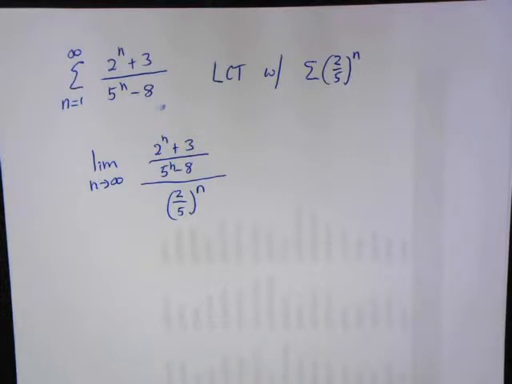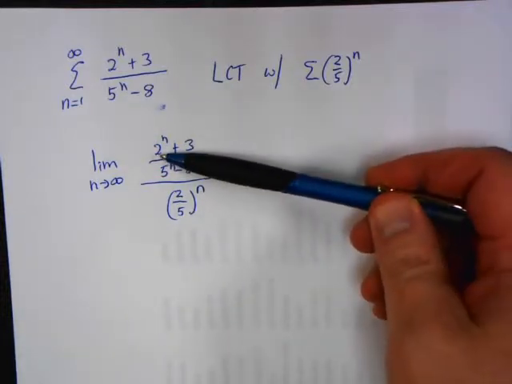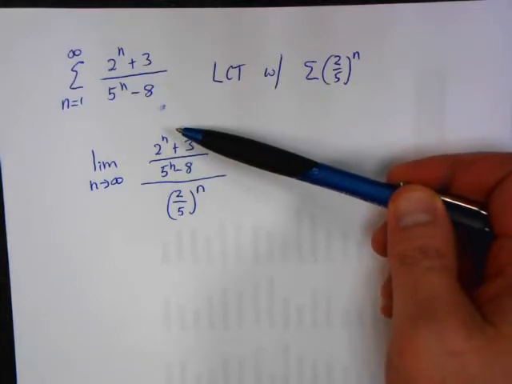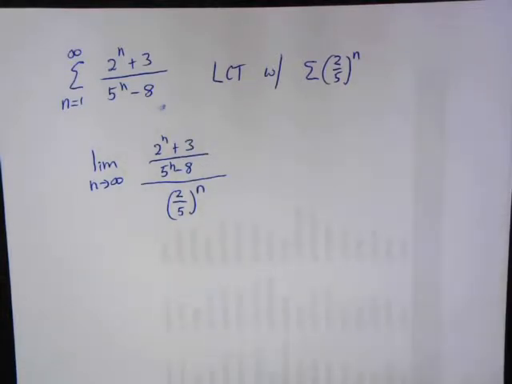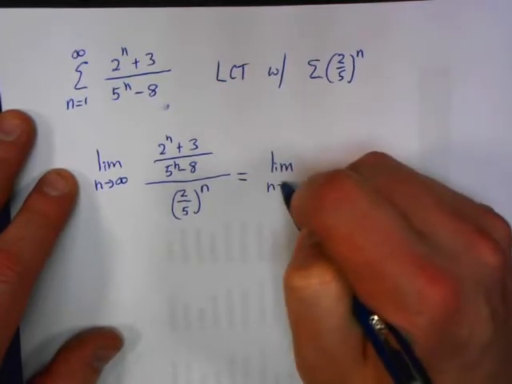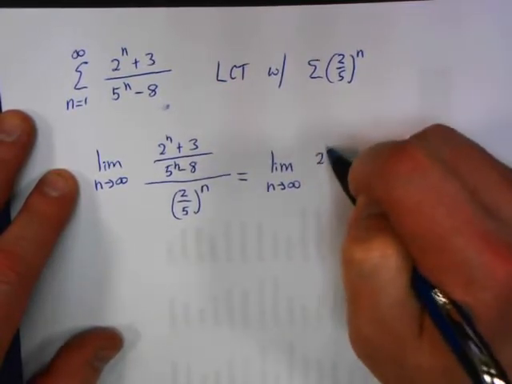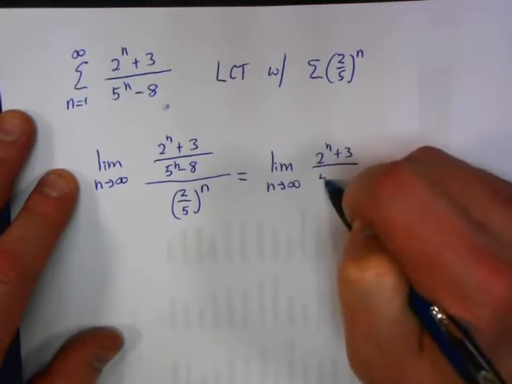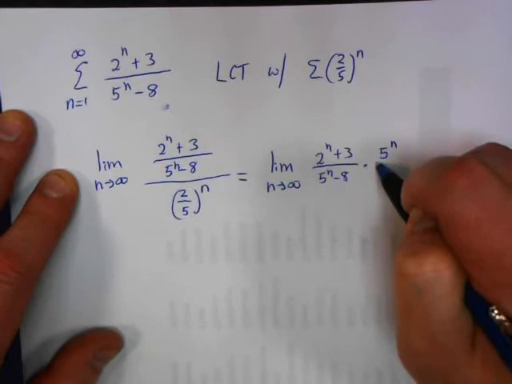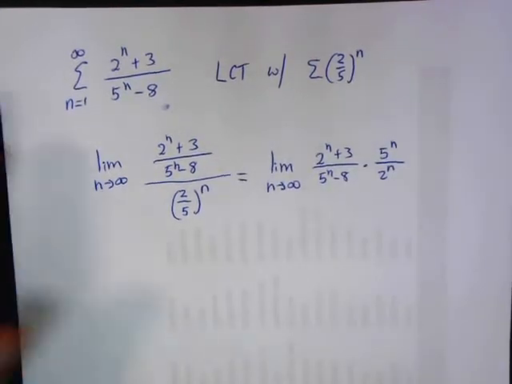That kind of works when we have n cubed. I'm not sure that that's true for 2 to the n, though. I think we want to do the same sort of trick. And I think you're right. I do think it is 1. 2 to the n plus 3 over 5 to the n minus 8 times 5 to the n over 2 to the n. Flipped and multiplied.